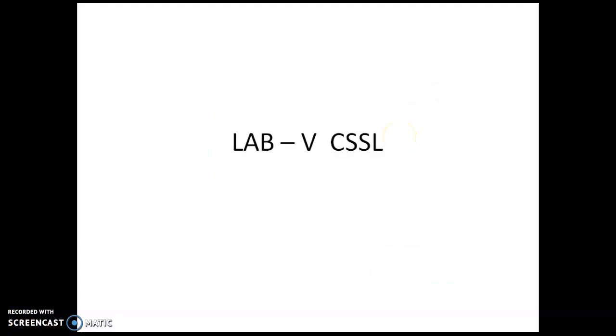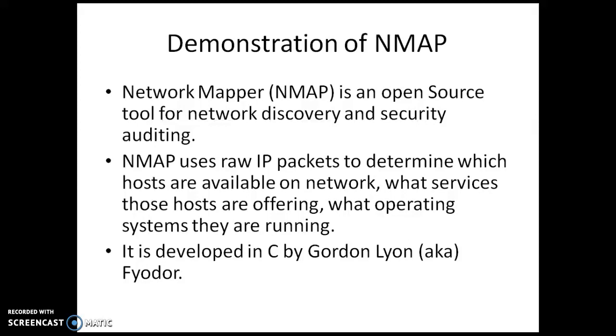So basically we will start with Nmap, and the first experiment is a demonstration of Nmap, that is NetworkMapper. So what is the Nmap tool? NetworkMapper is basically an open source free software for network discovery and security auditing. It is mainly used by many network administrators. It uses raw IP packets to determine which hosts are available on the network, what services those hosts are offering, what operating systems they are running, and many more.